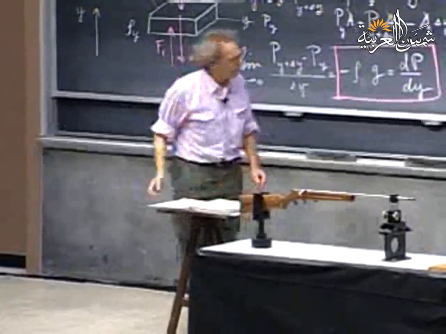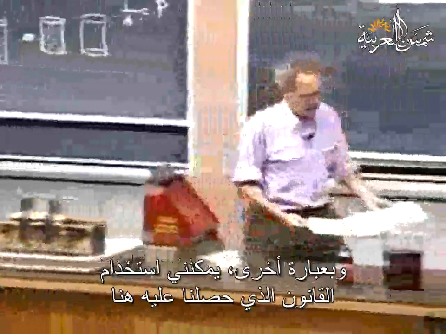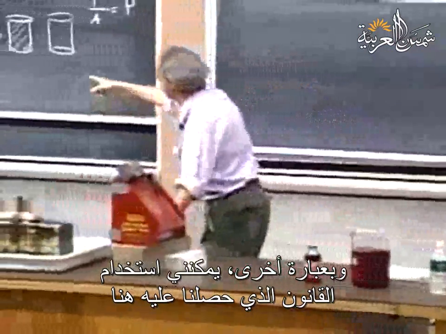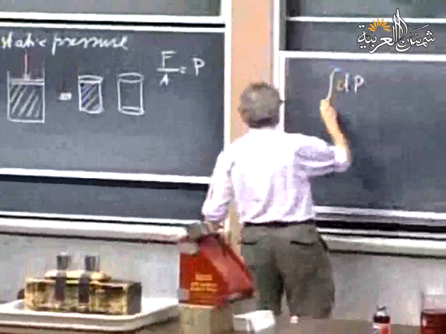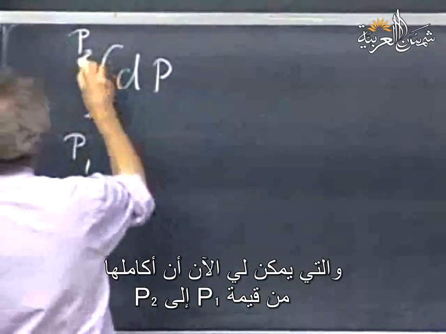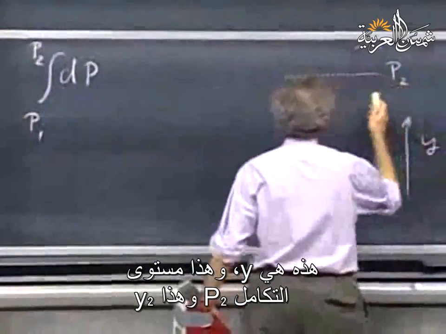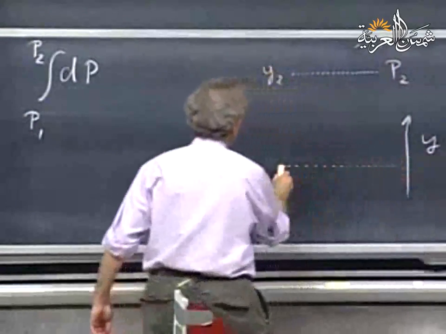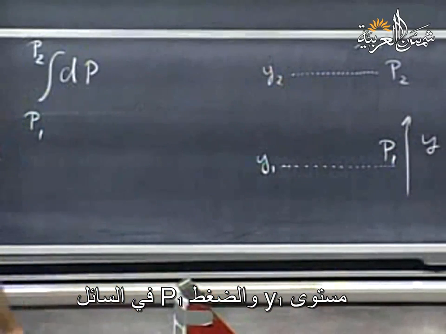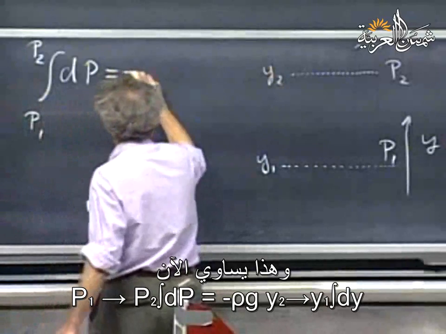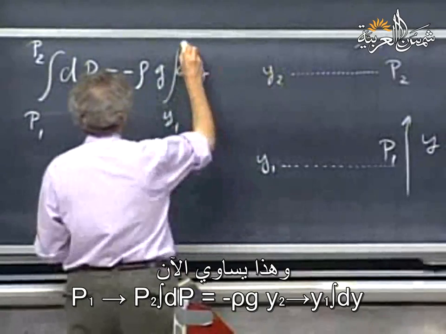I will assume from now on that liquids are completely incompressible. In other words, I can now use this law that we have there and do a very simple integration. I have now dP, which I can integrate from some value P1 to P2. This is Y, level Y2, level Y1, pressure P1 in the liquid, and that equals now minus rho g dy, integrated from Y1 to Y2.